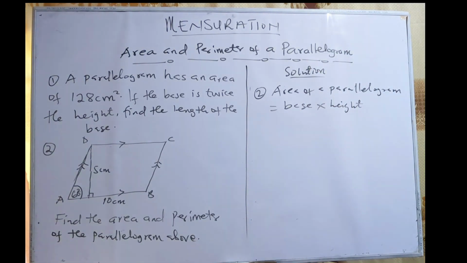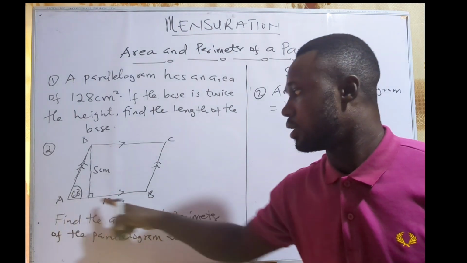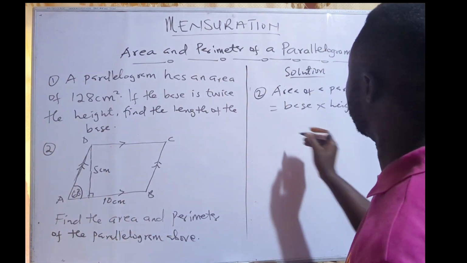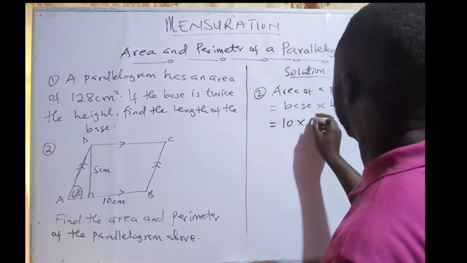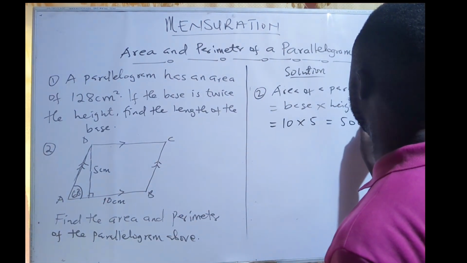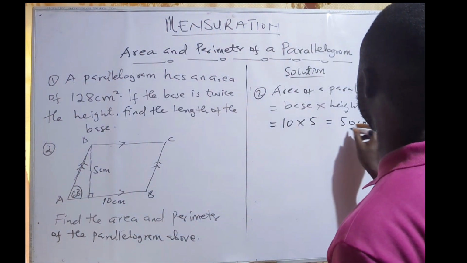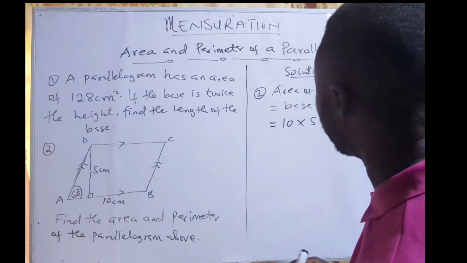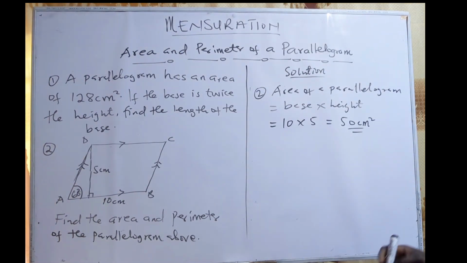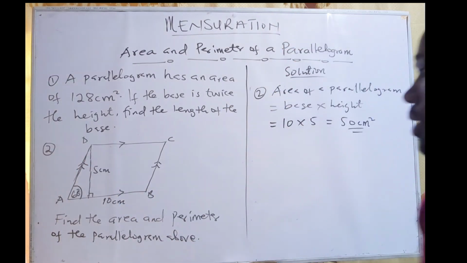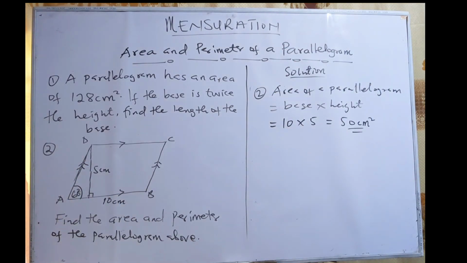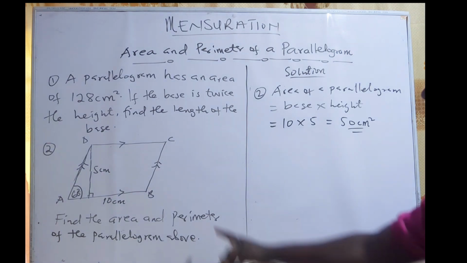Okay, so this is our area. What is the base? This is the 10. Alright, so that will give us 10 times the height, which is 5. So that will be 50 centimeters squared. So simple. So we find the area as 50 centimeters square, the length of the base times the height. All right. Okay. Then we are finding the perimeter.